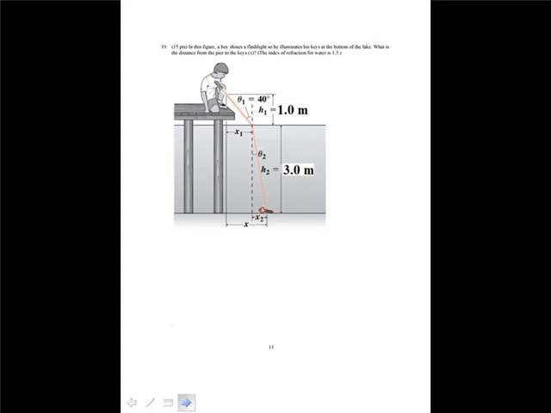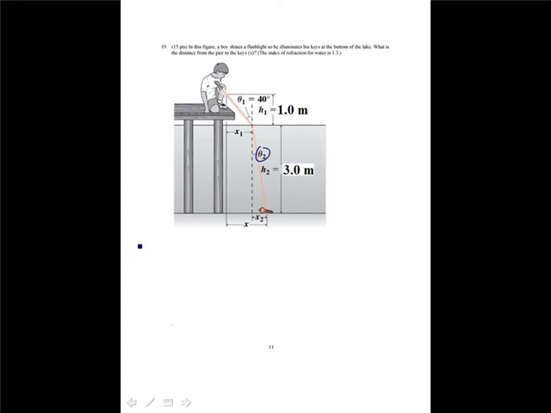Alright, in this figure, a boy shines a flashlight so he illuminates the keys at the bottom of the lake. What is the distance from the pier to the keys? That is, what is the distance x as shown in the figure, and the index of refraction is 1.3. So there are two triangles here. We first need to find out one of the angles in the triangle, and that's theta 2. So I'm going to do that first. That is, what is this angle right here, and then we'll approach the two triangles.